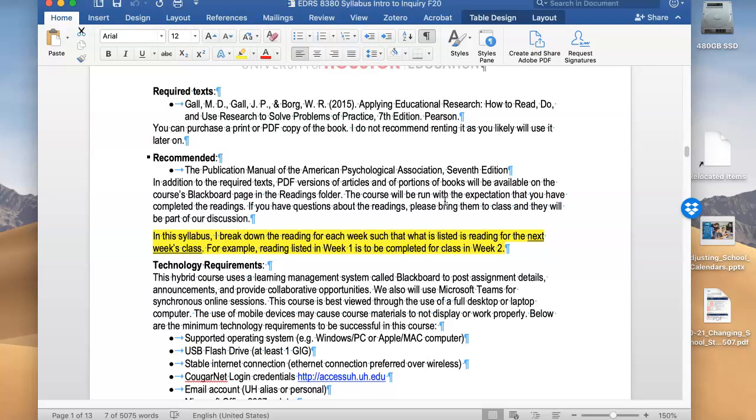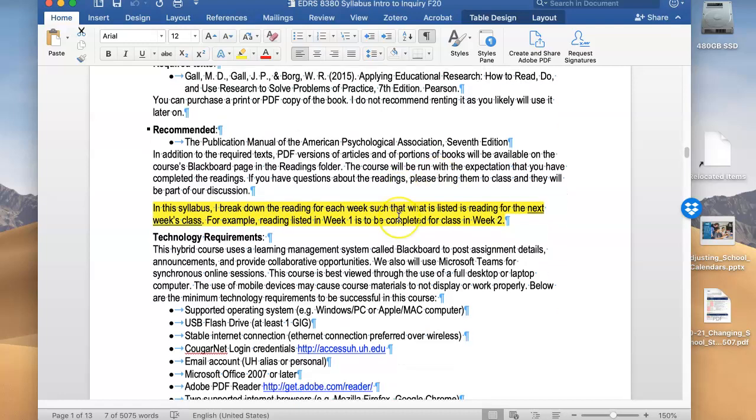In addition to the required text, you'll find that we have other course readings. They are all on Blackboard. In the syllabus, when you see our class schedule, I assign reading for the next week. So for example, reading listed in week 1 is to be completed for class in week 2. Please keep that in mind so that you don't get ahead, or get behind, or skip an assignment.